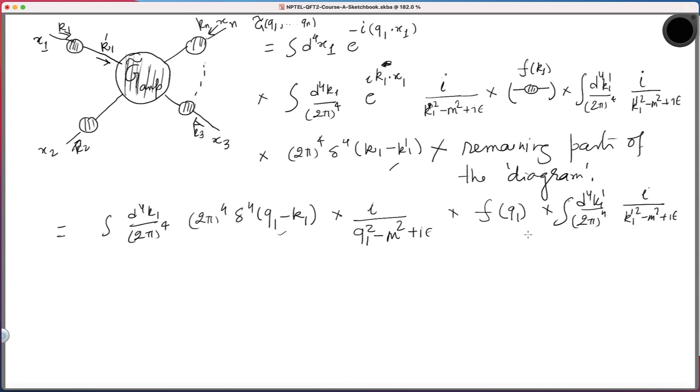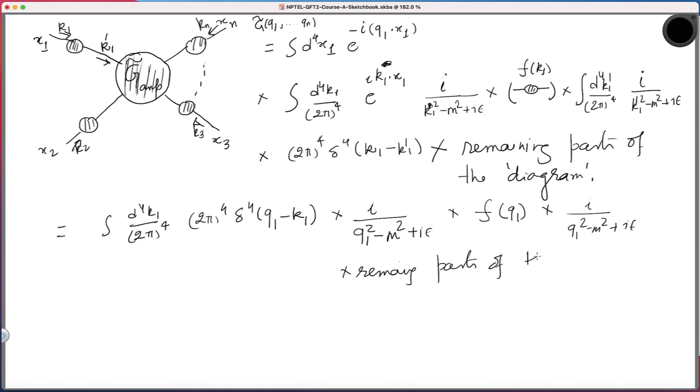So let me just remove all this and write i over q1 square minus m square plus i epsilon times remaining parts of the diagram. And I should also remove this. I have done the integral over k1 as well. So this entire thing is gone.